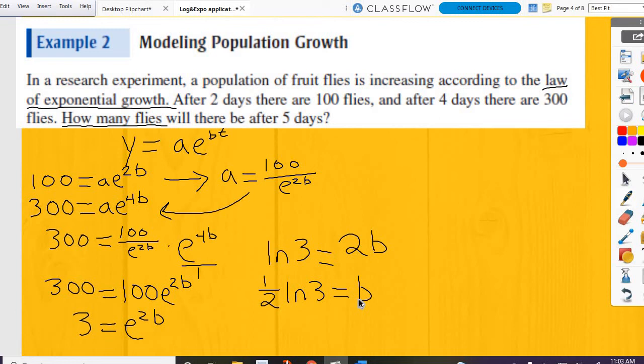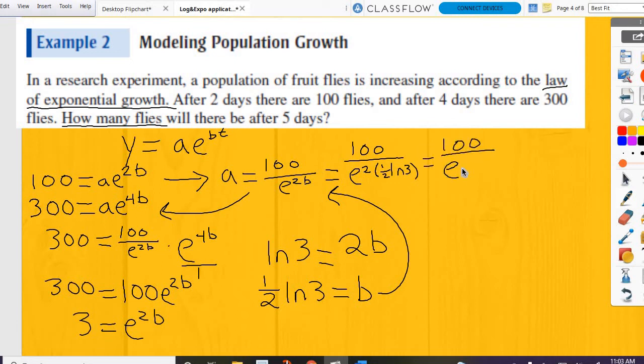I have B. We had 2 variables that we needed to solve for. So we still have to plug back in our B value to get our A value. Agreed? Yes. So I'm going to plug this in now to there. So I have 100 divided by e to the 2 times 1/2 natural log of 3. Well, what is 2 times 1/2? 1. And then what is e to the natural log of 3? 3. So we just end up with 100 divided by 3.